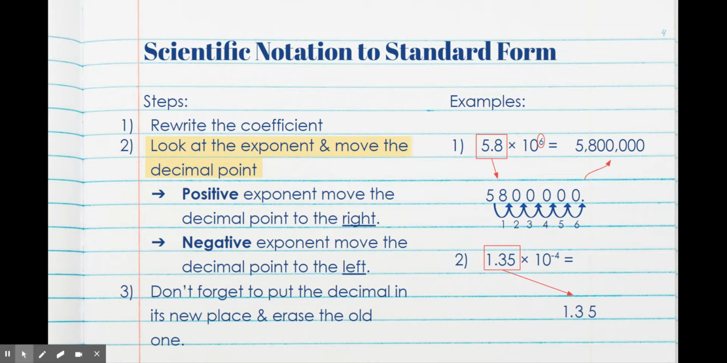The second step is to look at the exponent and move the decimal point. Remember, if the exponent is positive, we will move it to the right. If it's negative, we'll move it to the left. So circle your exponent. The exponent is negative 4. Since it's negative, we're going to move that decimal place 4 spots to the left. So let's go ahead and move that decimal. We're going to draw 4 hops.